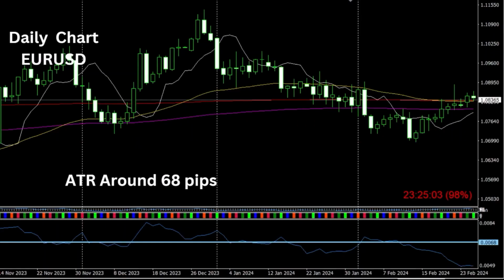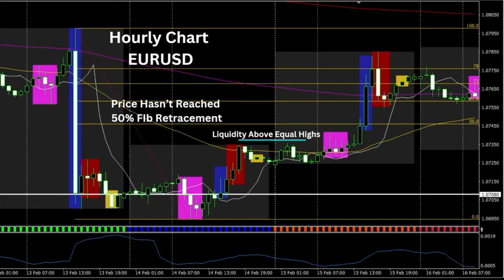For context, here we have a daily chart of the Euro USD that shows an average ATR of around 68 pips. And here we have an hourly chart of Euro USD that shows a liquidity area above equal highs on February 15th. We can also see in context that price had a big impulse move right here. When we draw a fib, we see that there has not been a retracement to the 50% level. Interestingly enough, that is where the liquidity is above the equal highs.